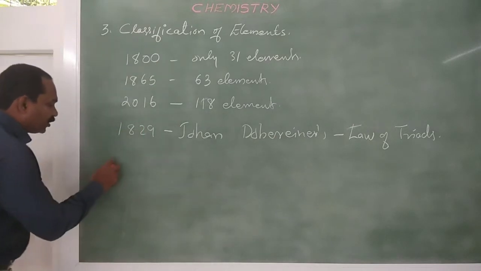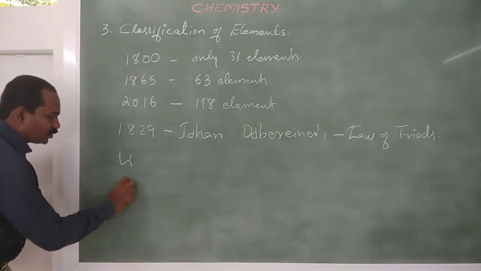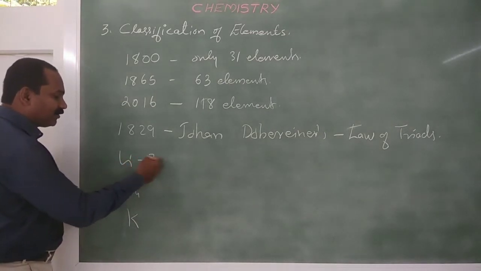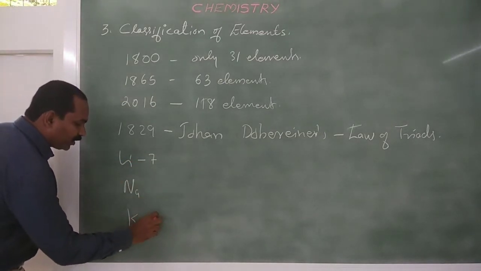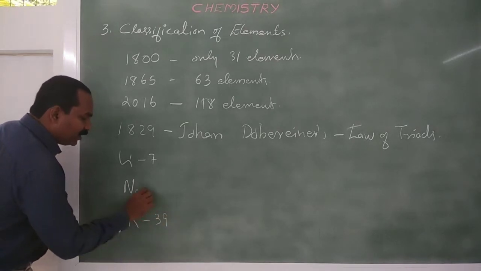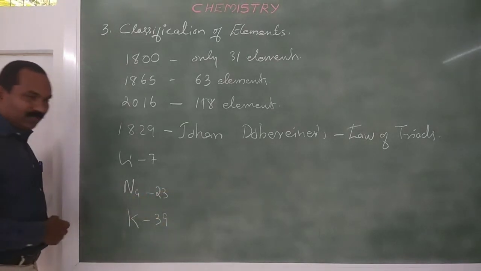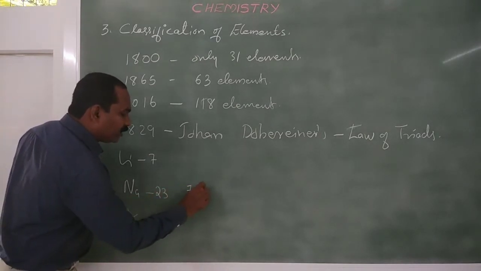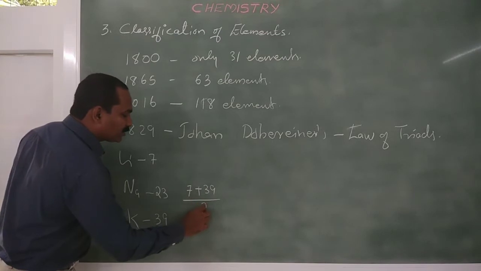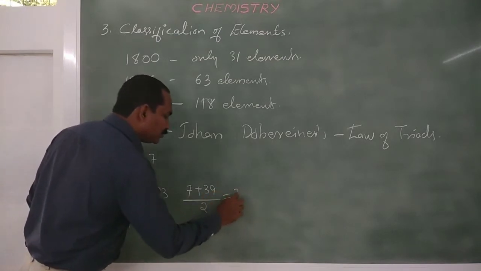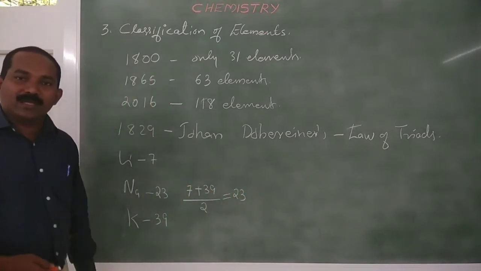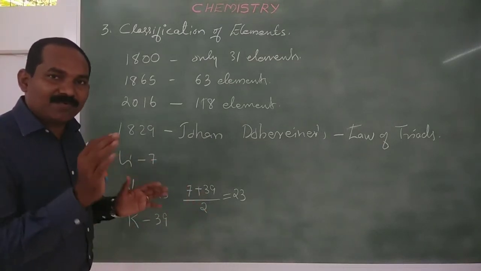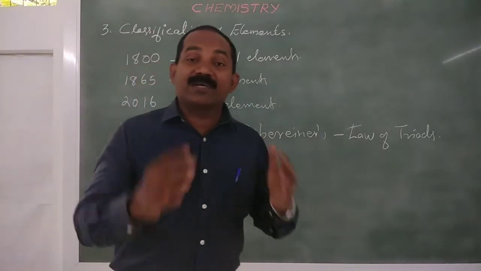As you know, lithium, then sodium and potassium. Atomic mass of lithium is 7. Atomic mass of potassium is 39 and sodium is 23. How is this 23 obtained? It is the arithmetic mean, or the average, of the atomic masses of the first and the third elements.